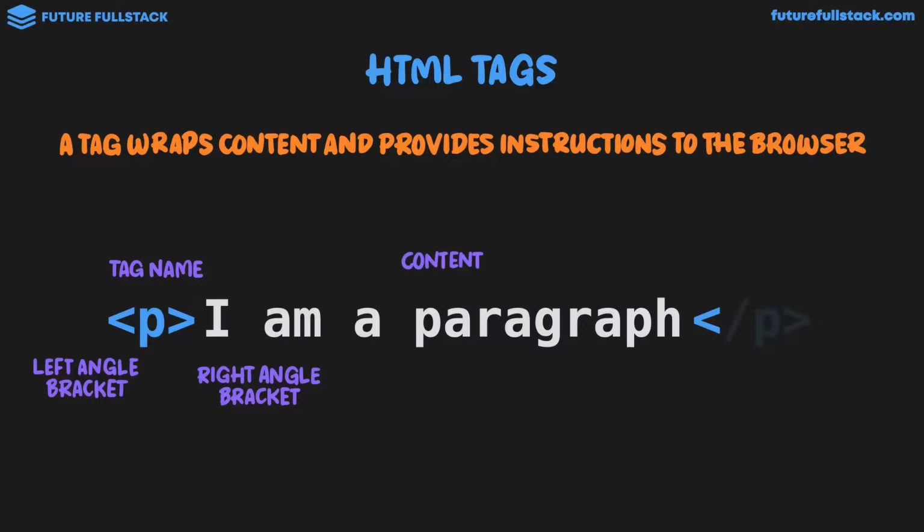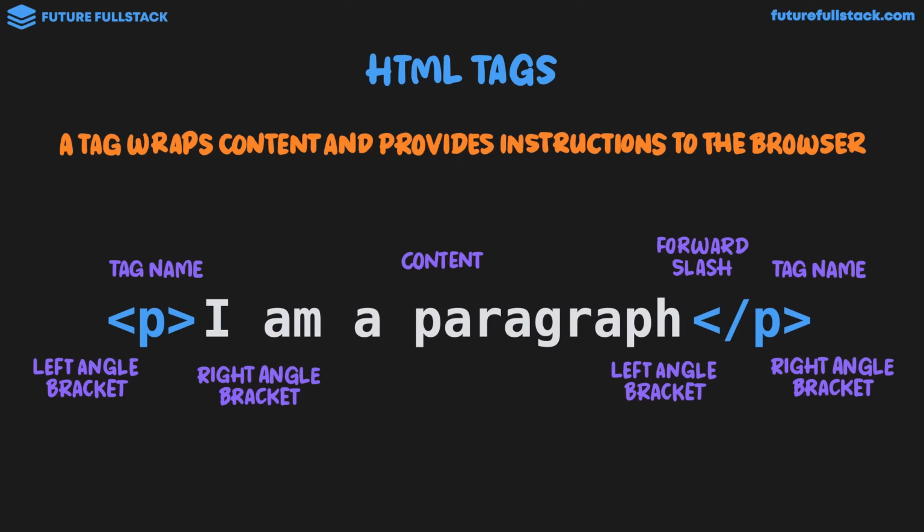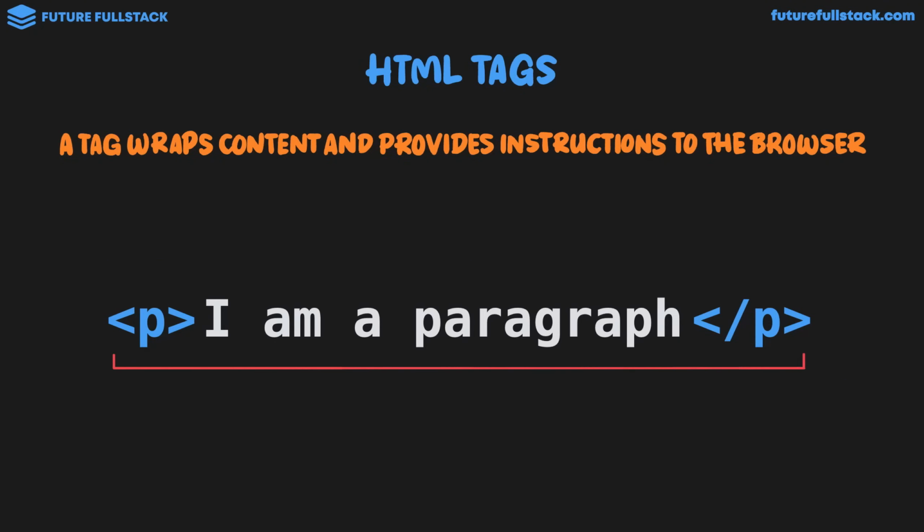The paragraph closing tag also starts off with a left angle bracket. The major difference between the opening and closing tag is the presence of the / over here. Then we have the tag name again, and the right angle bracket again. This unit of opening tag, closing tag, and content make up what is called an HTML element.